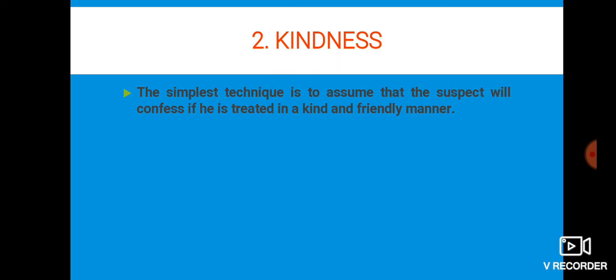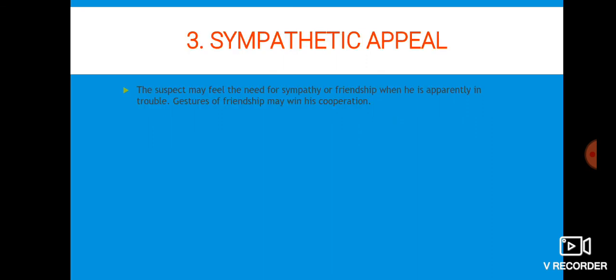Next, kindness. The simplest technique is to assume that the suspect will confess if he is treated in a kind and friendly manner. Next, sympathetic appeal. This suspect may feel the need for sympathy or friendship when he is apparently in trouble. Gestures of friendship may win his cooperation.